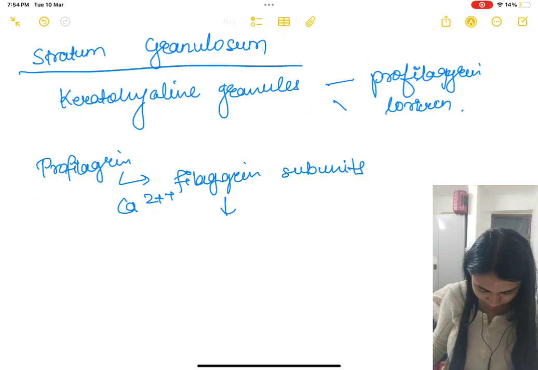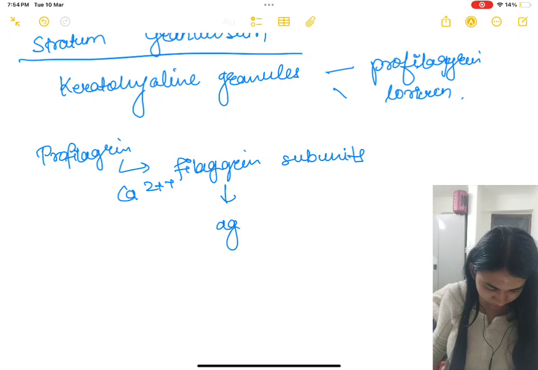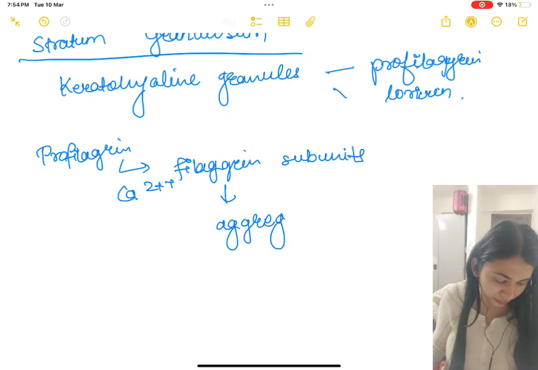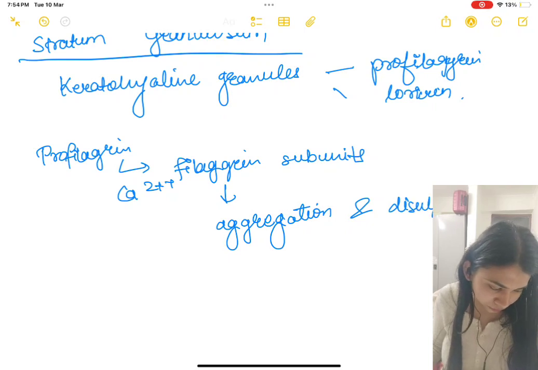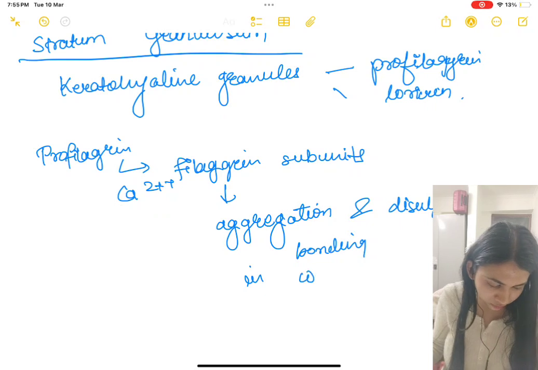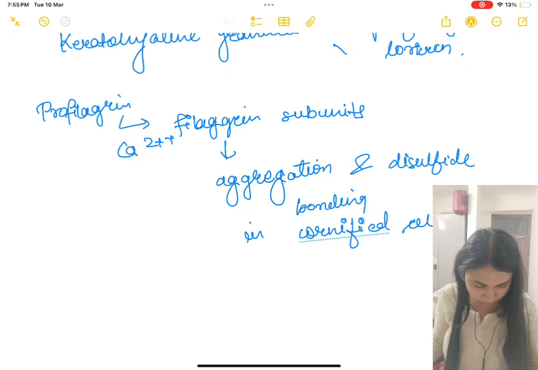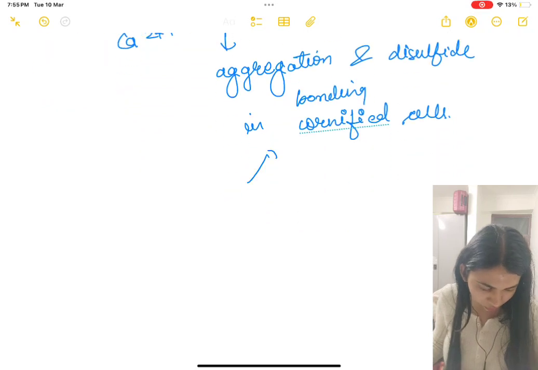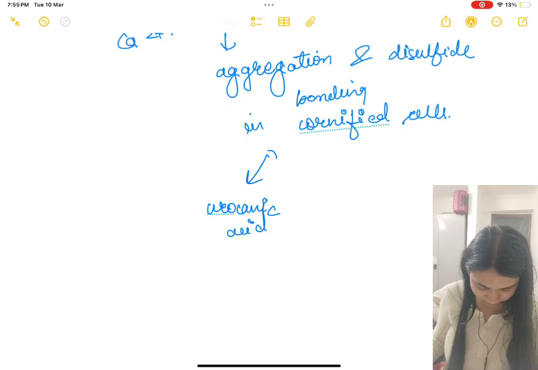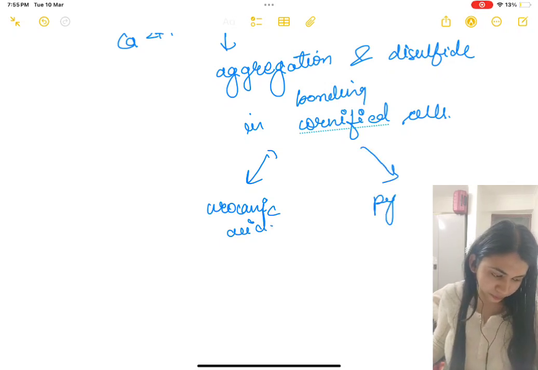Now this filaggrin is responsible for aggregation and disulfide bonding in cornified cells. So it will act as a glue and keep the cornified cells bound together. And then after this, filaggrin is degraded into urocanic acid and pyrrolidone carboxylic acid.